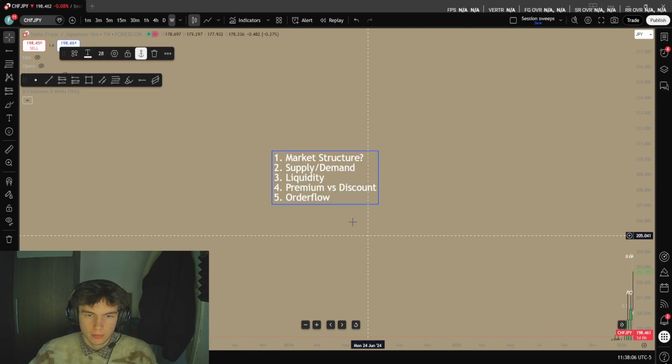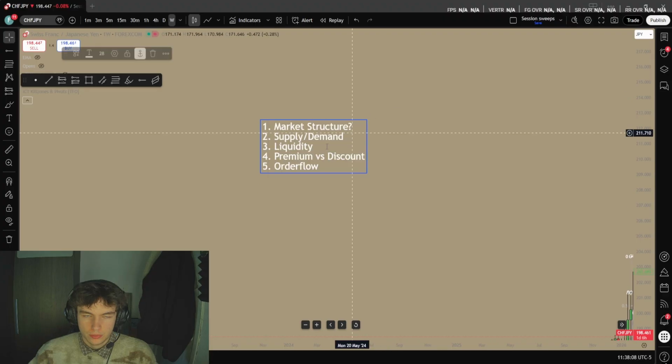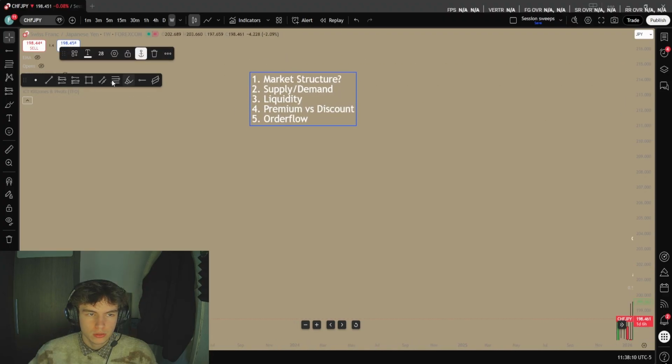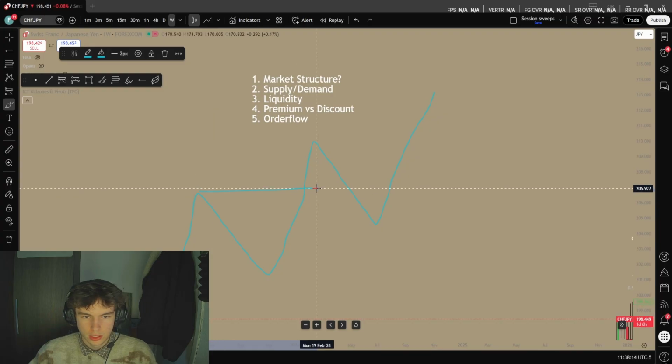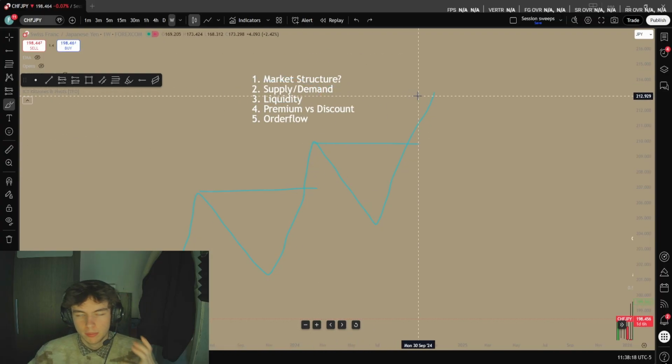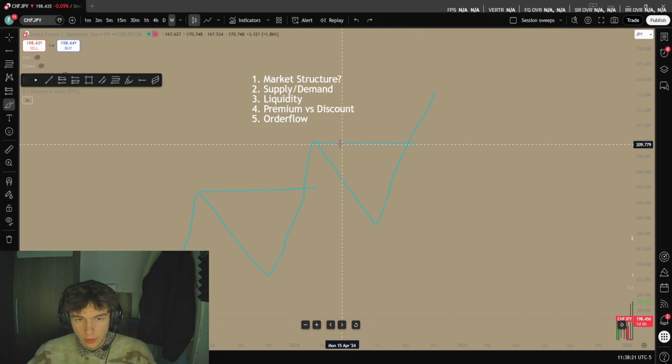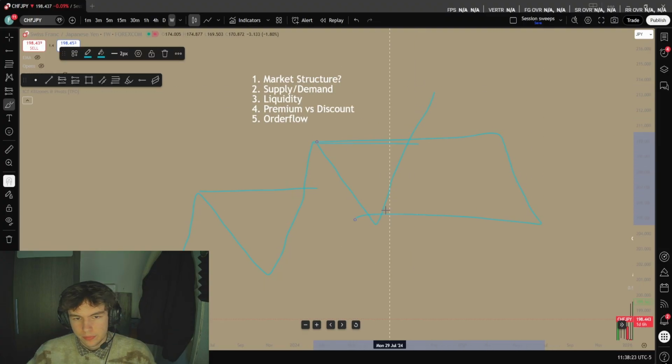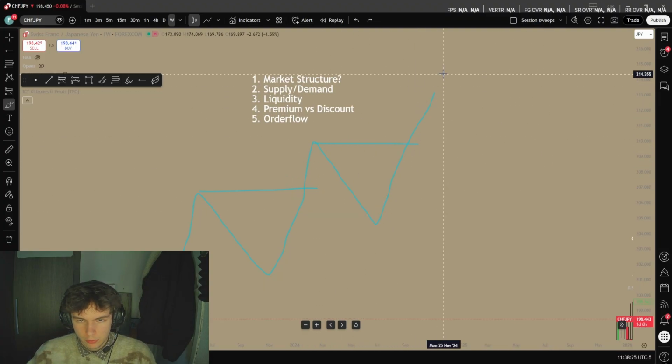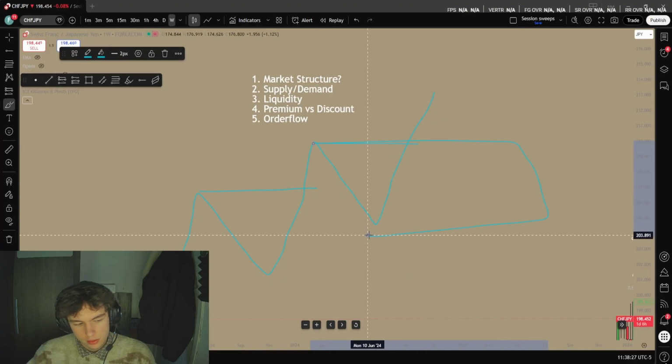Let's put them bigger. Market structure. Overall, are we bullish or are we bearish? Are we breaking highs or are we breaking lows? Here you can see we're breaking highs. Step 2, supply and demand. We're going to mark out our supply and demand in our premium versus discount zones. So let's say this is the overall sell down before the big buy up. This overall sell down is going to be my demand zone.